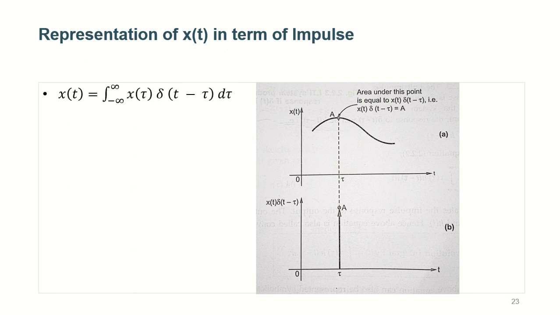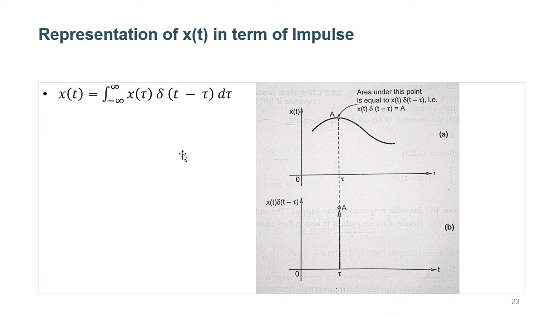Now let's come to the representation of my continuous time signal in terms of impulse. So how do we represent a continuous time signal as an impulse signal, right? So let's take a signal, let's call this signal x of t, and let's try to represent it as a weighted sum of impulses, various impulses.